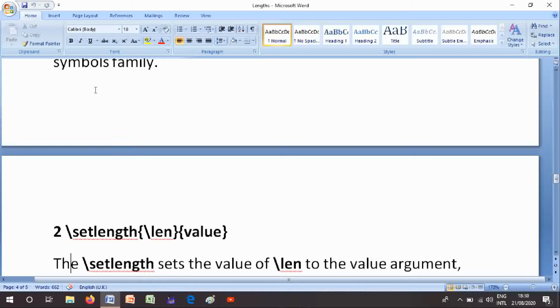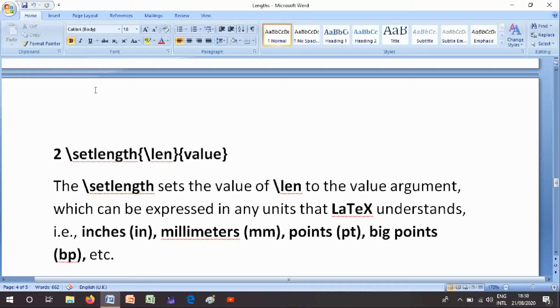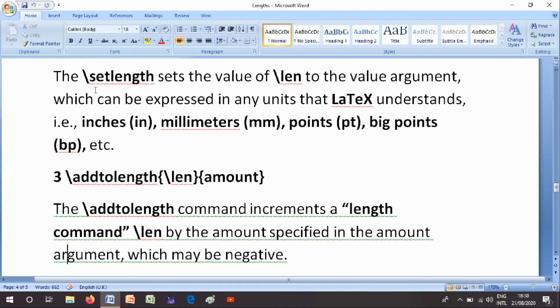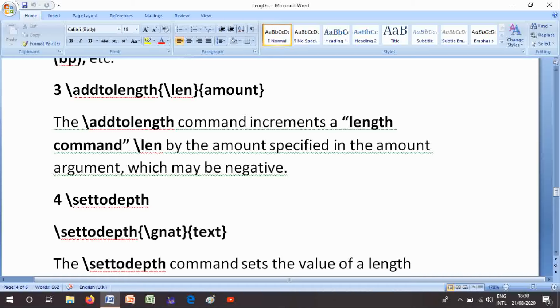Number 2 is \setlength{\len}{value}. The set length command sets the value of \len to the value argument, which can be expressed in any units that LaTeX understands, that is inches in in, millimeters in mm, points in pt, big points in bp, etc. Number 3, \addtolength{\len}{amount}. The add to length command increments a length command \len by the amount specified in the amount argument, which may be negative.